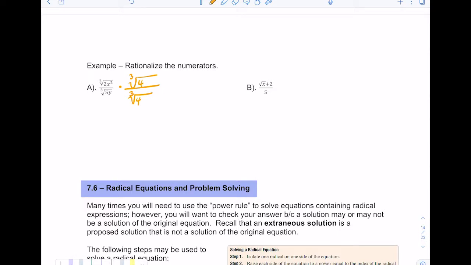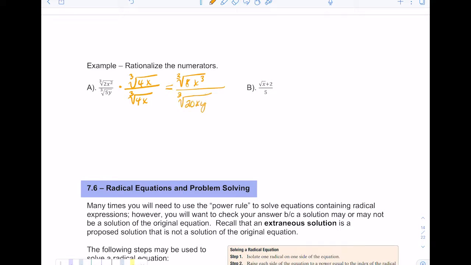And I can't take the cube root of x squared, but I can take the cube root of x to the third. So since I already have 2 x's here, if I add another x, now I'll have enough to pull out a group. So multiplying straight across, we get the cubed root of 8x to the third. Okay, I'm just applying my product property or product rule for radicals. And then in the denominator, I have the cubed root of 20xy.